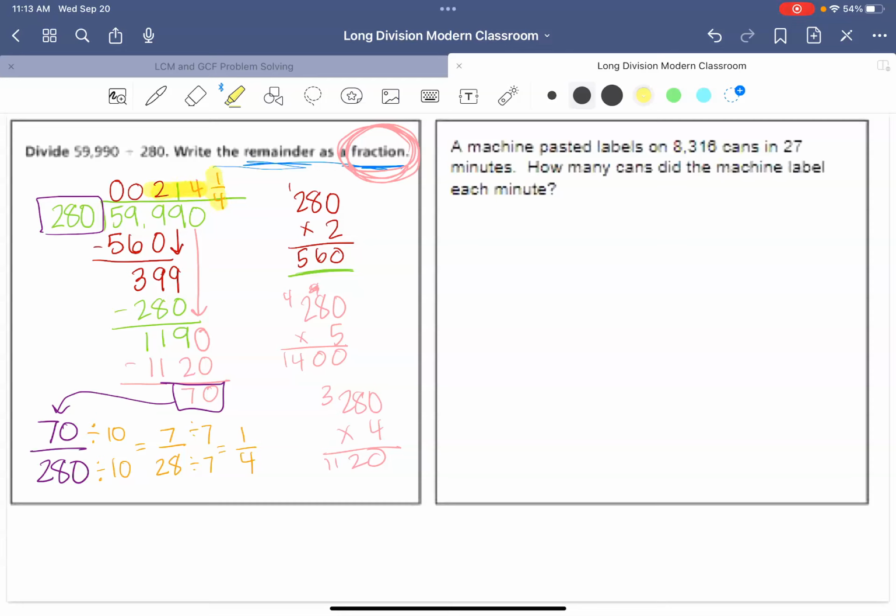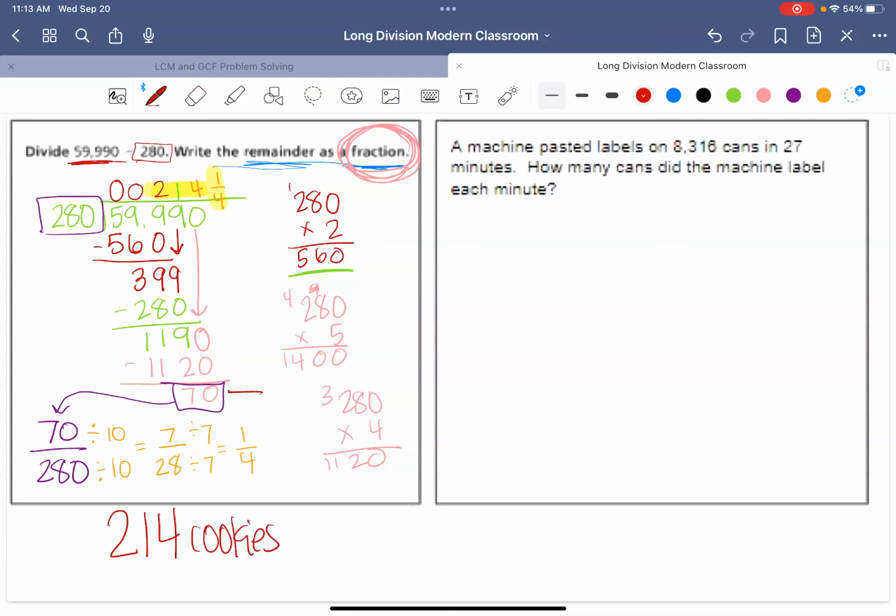So what that means if we're talking about cookies is that if I had a lot of cookies, like this many cookies, and 280 students, that each student will get 214 cookies. And then if I want to take the 70 that were left over and cut them into fourths, everyone will also get another 1/4 of a cookie. So 214 and 1/4 cookies. Let's rewrite that correctly. 214 and 1/4 cookies.